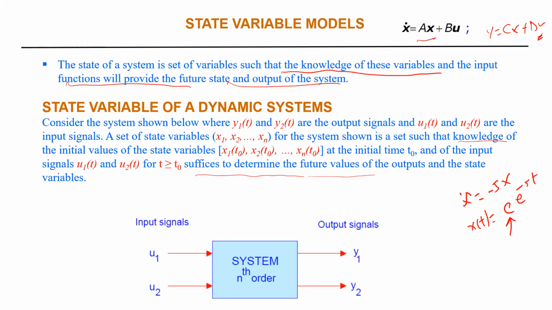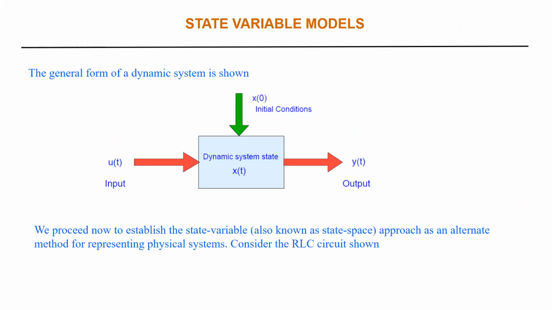Now, let's take an example from a circuit, which will hopefully enhance our knowledge. Before that, let me summarize it. I have a dynamic system, I have an input, and I have an initial condition, and I'll get an output. The output will be determined by both the input and the initial condition. In the transfer function model, the initial condition was set to be 0.